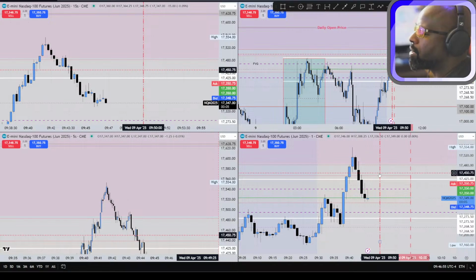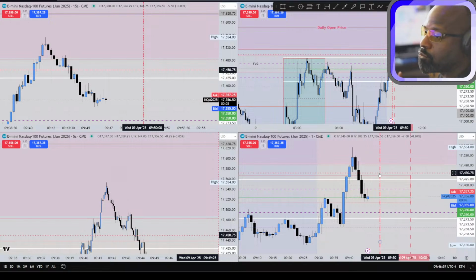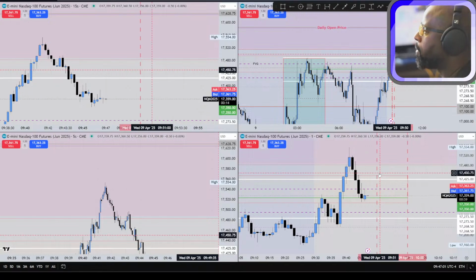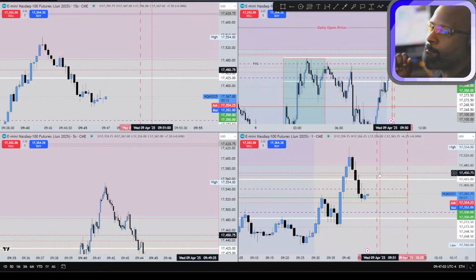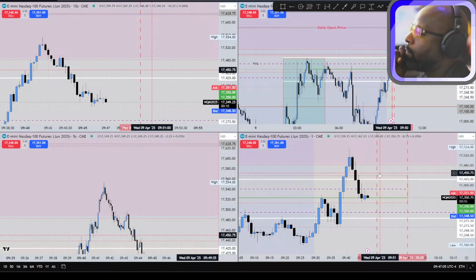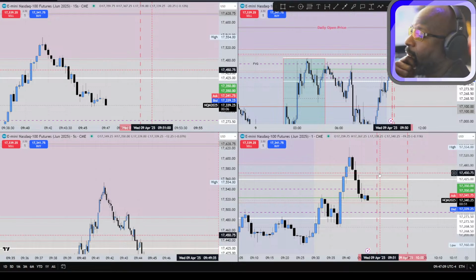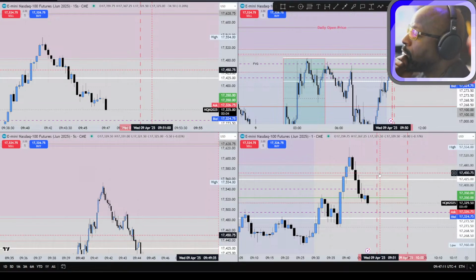But I don't really want to make a trade prior to the macro. No, I don't want to. I don't want to make a trade prior to the macro. I want the macro to begin first, and I also would like this hourly candle to close as well.